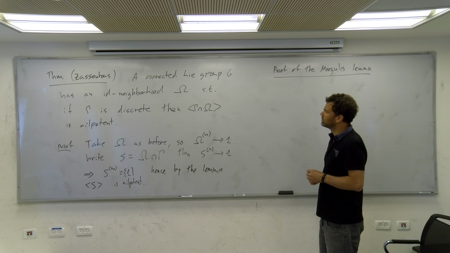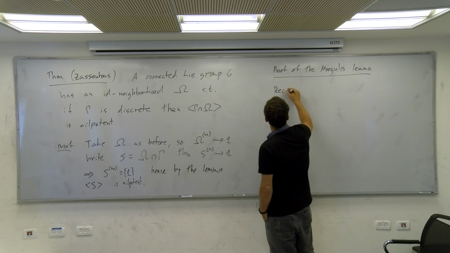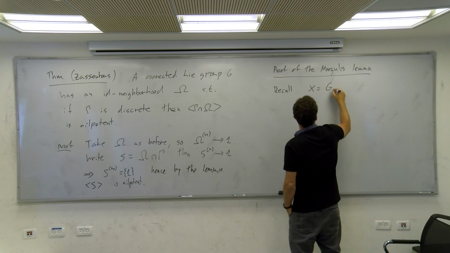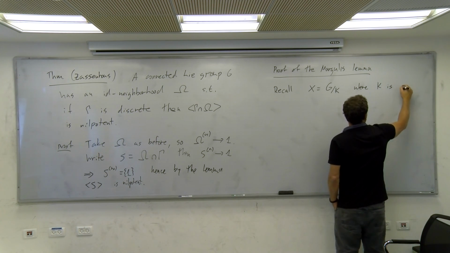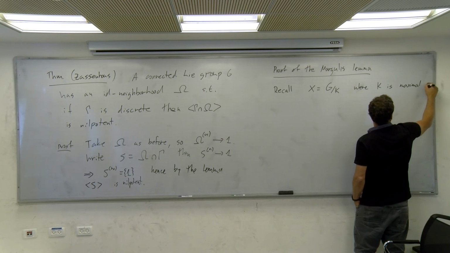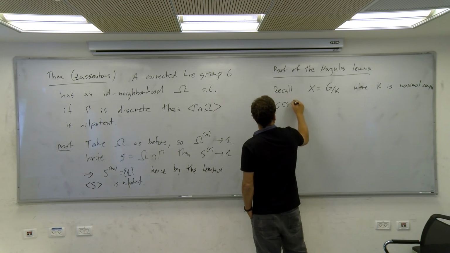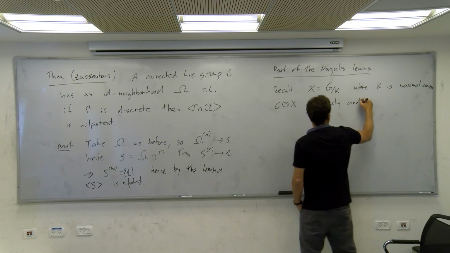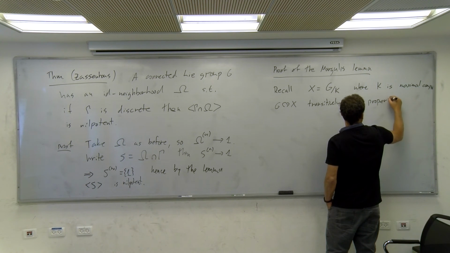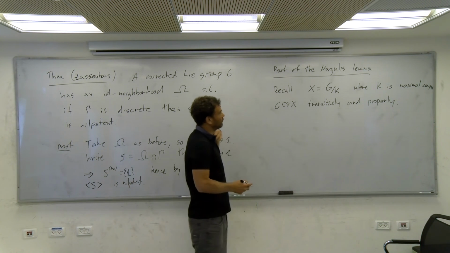So how do we do that? Recall that X is a symmetric space, G mod K, where K is maximal compact. And recall that G acts on X transitively and properly. If you want me to remind you of one of the notions, then say.